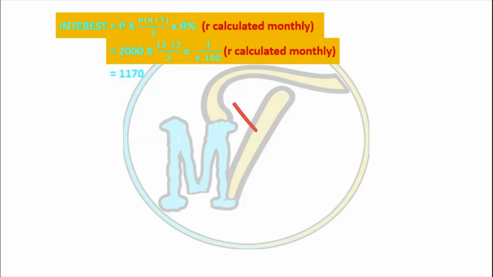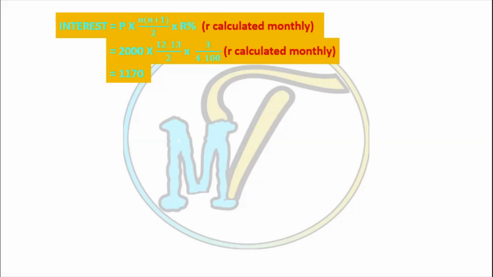Remember, to write a percentage as a fraction in an equation, we put the 100 in the denominator, making it 3/400. When we multiply this out, 2000 times 12 times 13, divided by 2, times 3/400, we can easily cancel terms out to get our total interest earned over the year, which is exactly 1170 rupees.